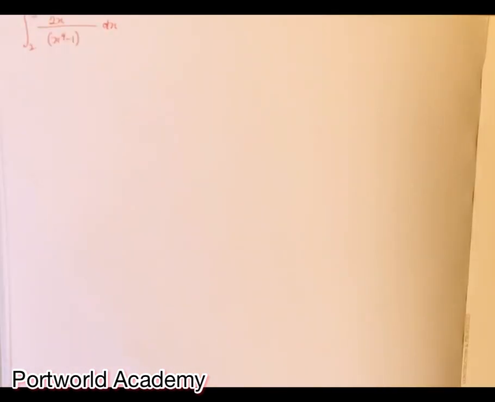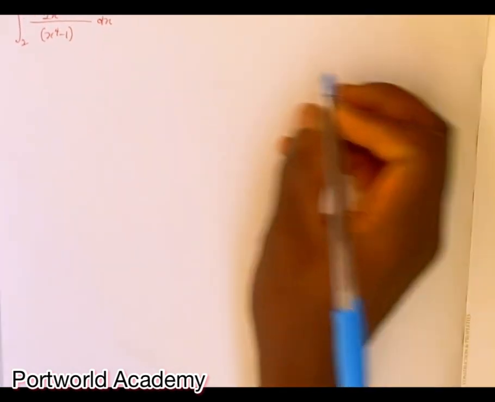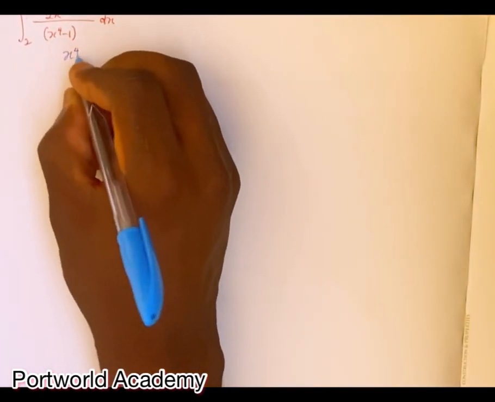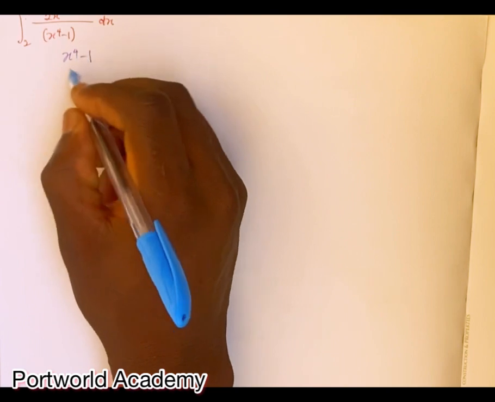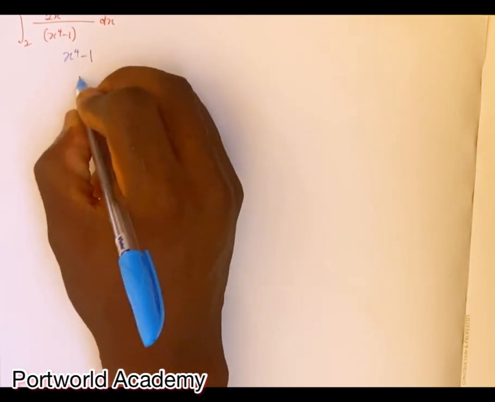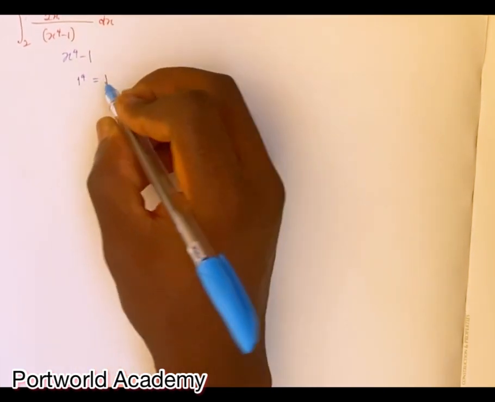So looking at this question, I don't think we can use our substitution method, but the best method that we can use is actually the partial fraction. So look at the question. I'm having x raised to power 4 minus 1, right? So first thing, what can I do here? My 1 raised to power 4 is the same thing as writing 1. Yeah, it's the same thing.